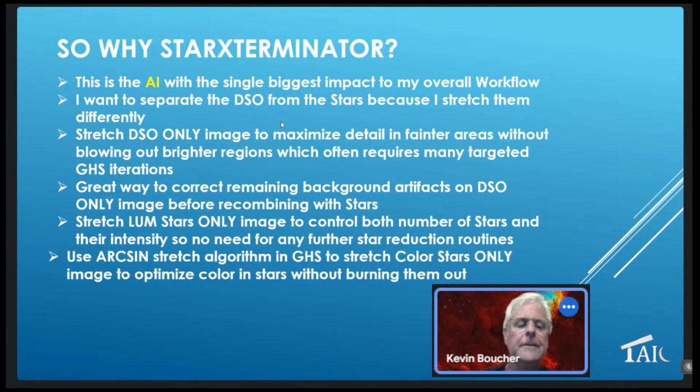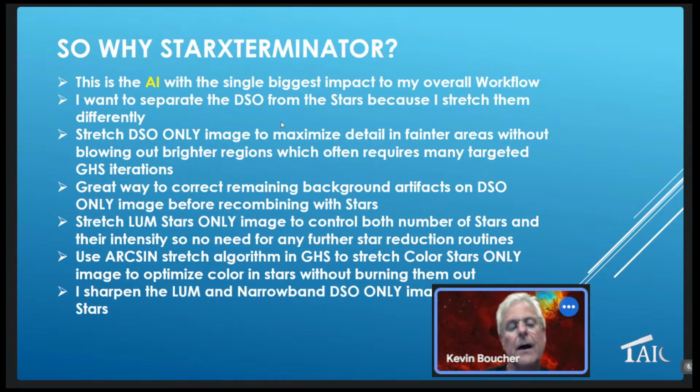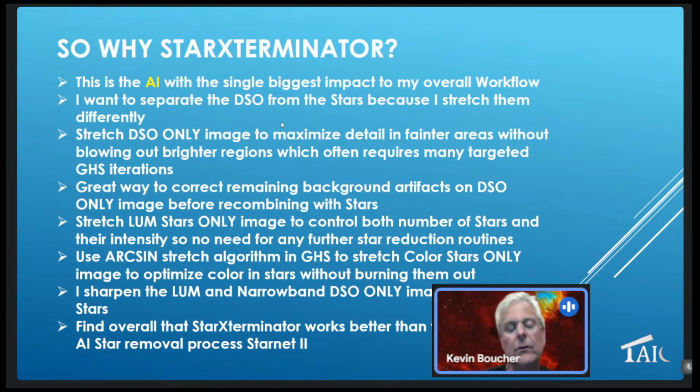I like to use ArcSinh stretch algorithm in GHS to stretch the color stars only image, primarily because I find it optimizes the color in the stars without burning them out. I really like colorful stars. Maybe some people think that they look a little too cartoonish. Personally, I like to see the color in the stars myself. That's my personal preference. And then I sharpen the luminance and the narrowband DSO only images, but not the stars. So it's nice you have that ability because they're all separated out from each other. We're going to cover that in a lot of detail in the workflow itself.